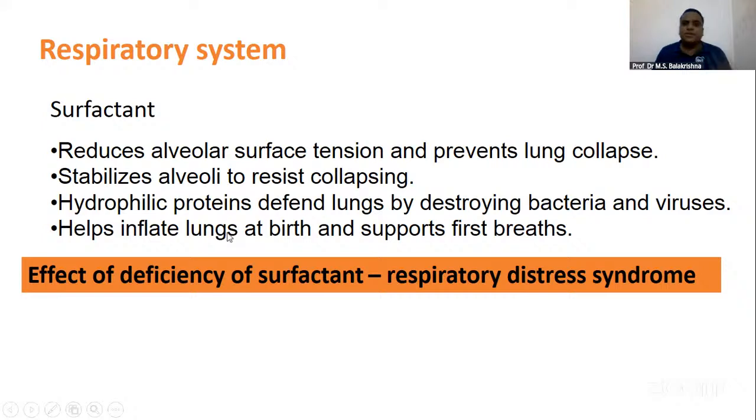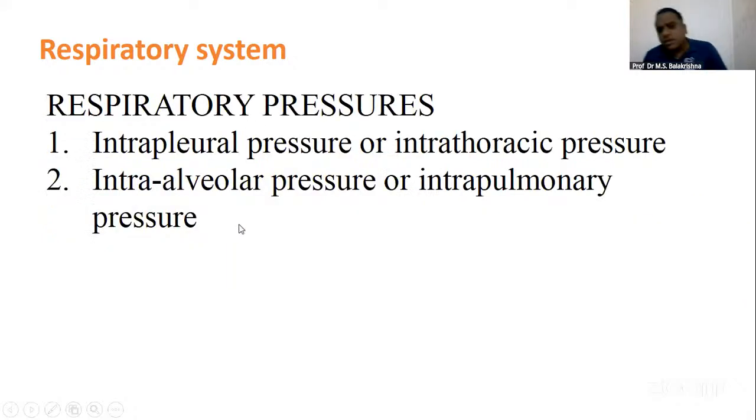This is an MCQ. Now, coming to the areas where MCQs are generated: respiratory pressures. Different pressures are there: intrapleural pressure and intra-alveolar pressure.